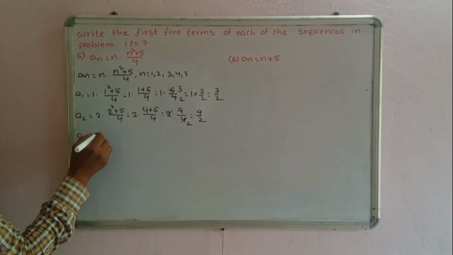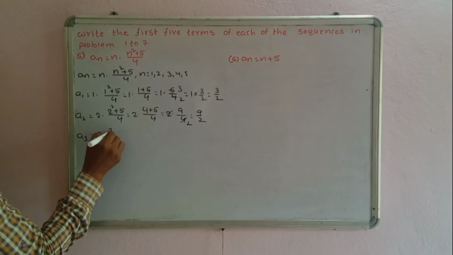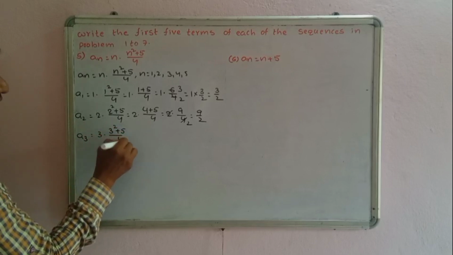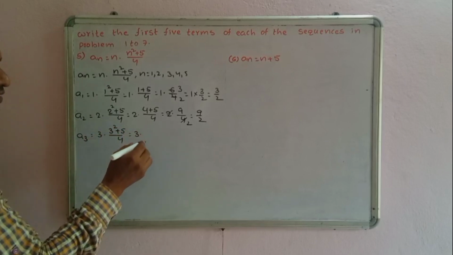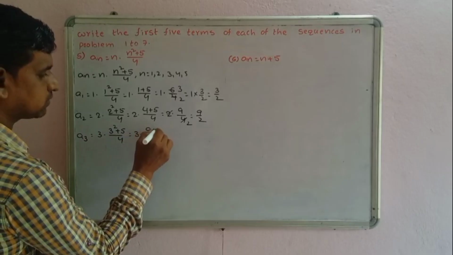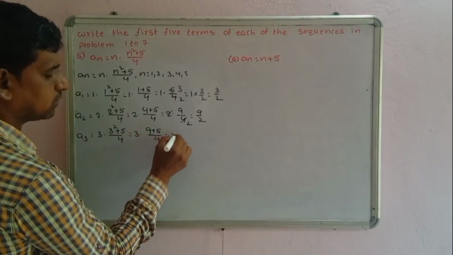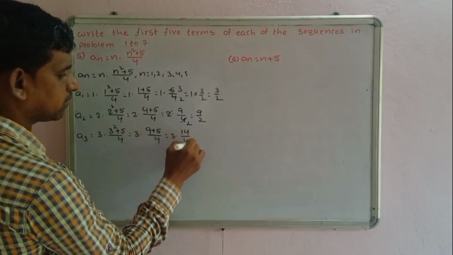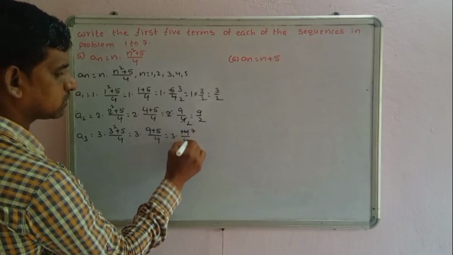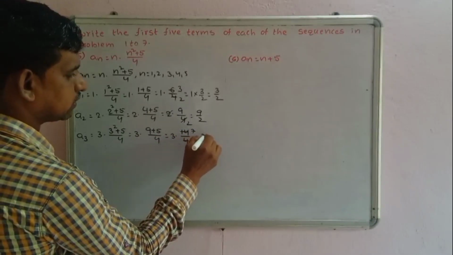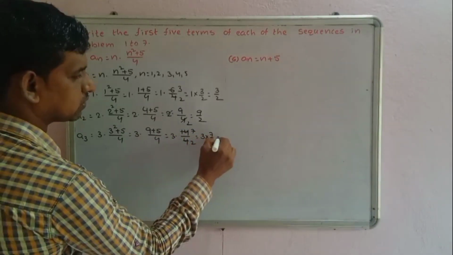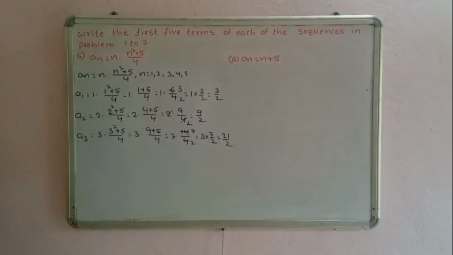Next, A3 equals 3 into 3 square plus 5 by 4. So 3 into 3 square value 9 plus 5 by 4. 3 into 9 plus 5 is 14 by 4. 2 7 times, 2 times. So 3 into 7 by 2. 3 7 is 21 by 2.